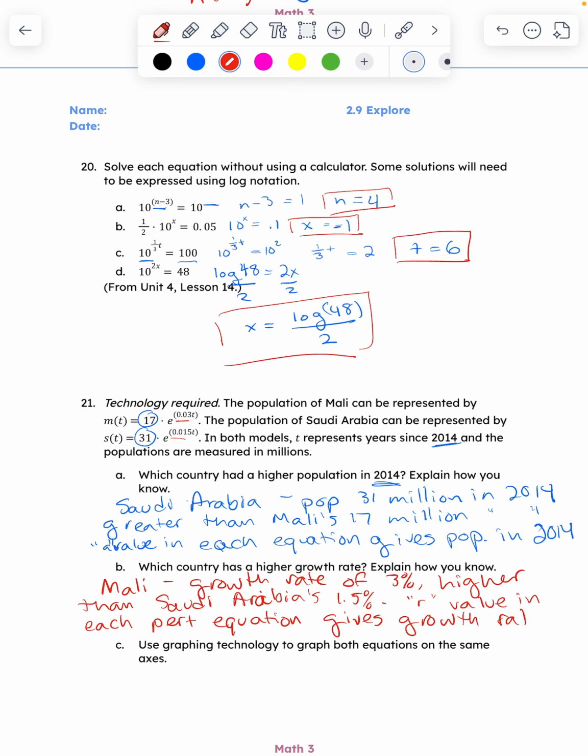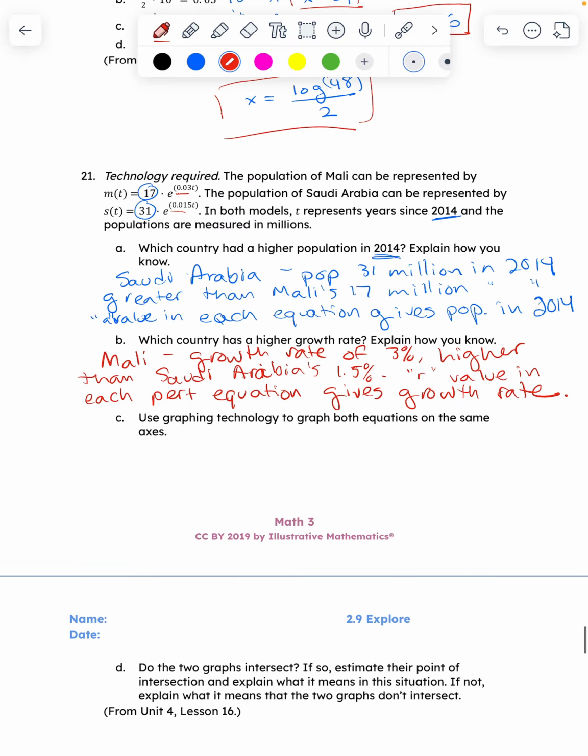So that's how I would explain it. So now it wants me to graph them. Right. So we can graph them, right? It's just straightforwardly typing these functions into our graphing calculator.